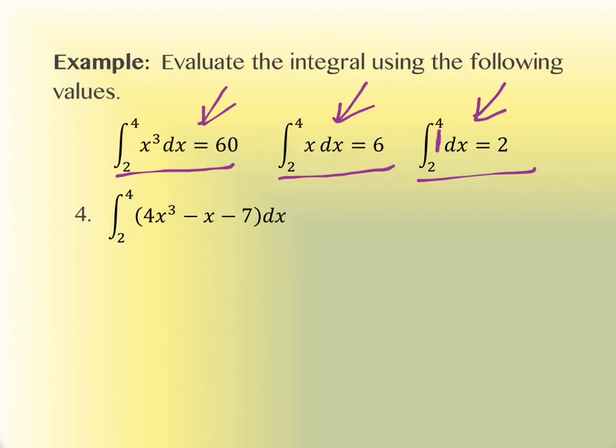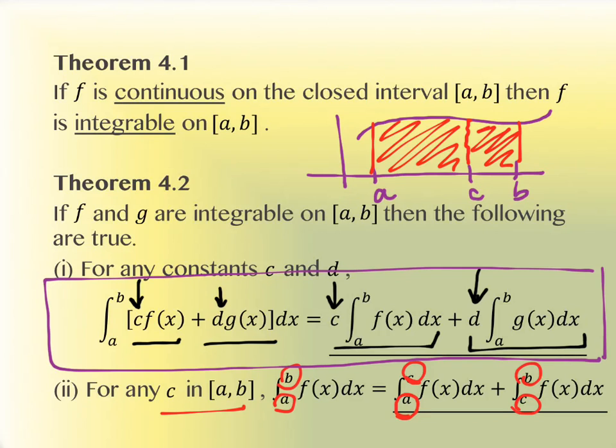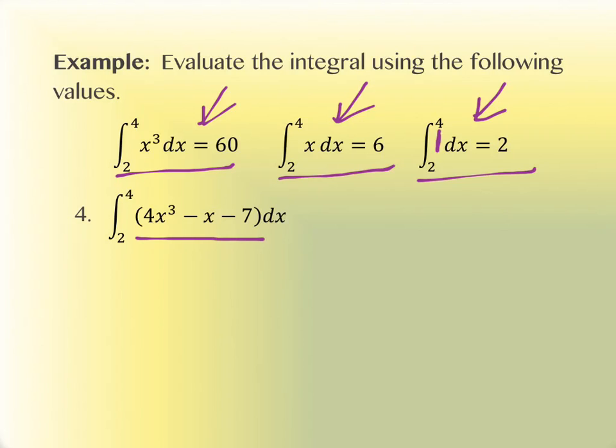What we're going to be doing is we've got this integral from 2 to 4 of 4x cubed minus x minus 7. And what we're going to do is use this theorem back here, 4.2 part A, or part 1. This theorem says that if we have functions that are added, we can separate the additions. If we have constants that are multiplied, we can factor them out in front. Okay? That's what we're going to do on this particular expression. So we're going to recognize that this is subtraction, which means I can do 3 separate integrals.